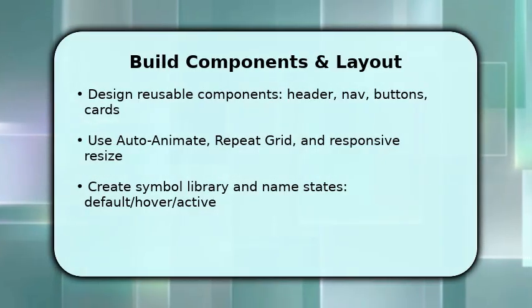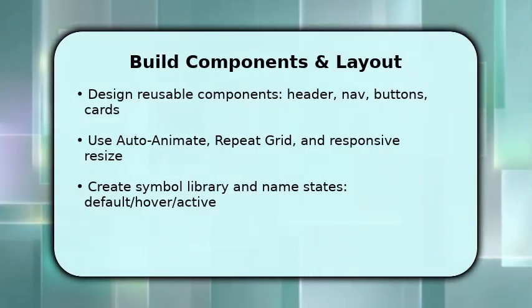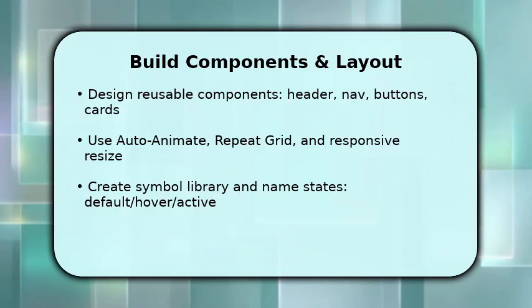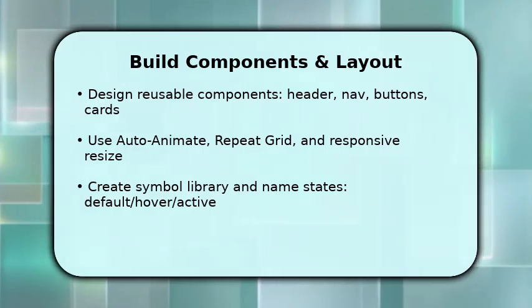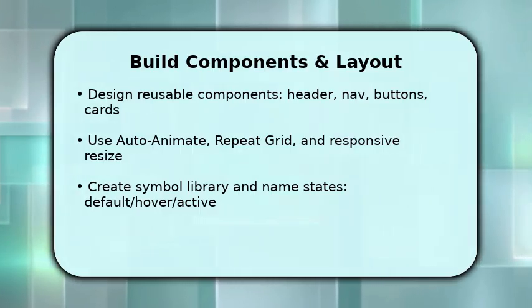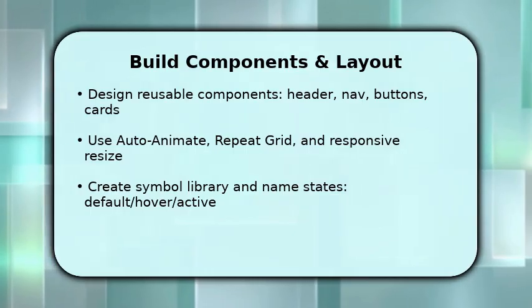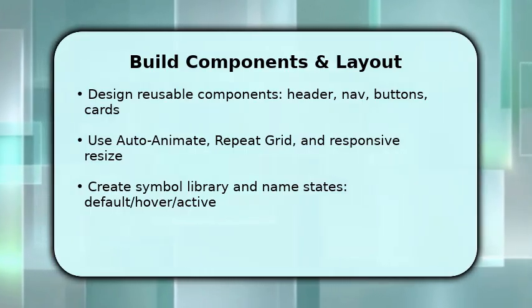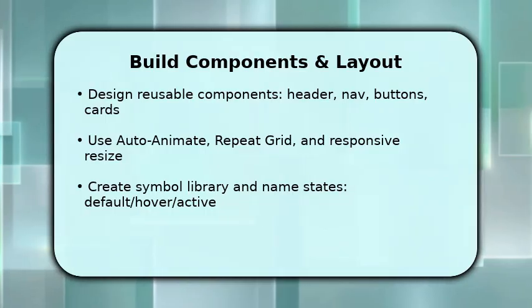You now construct reusable components, header, navigation, buttons, and content cards, so changes propagate across all artboards. Use Repeat Grid for lists and Auto-Animate for simple transitions. These tools cut iteration time. Apply responsive resize rules and test at multiple breakpoints to ensure layouts adapt.